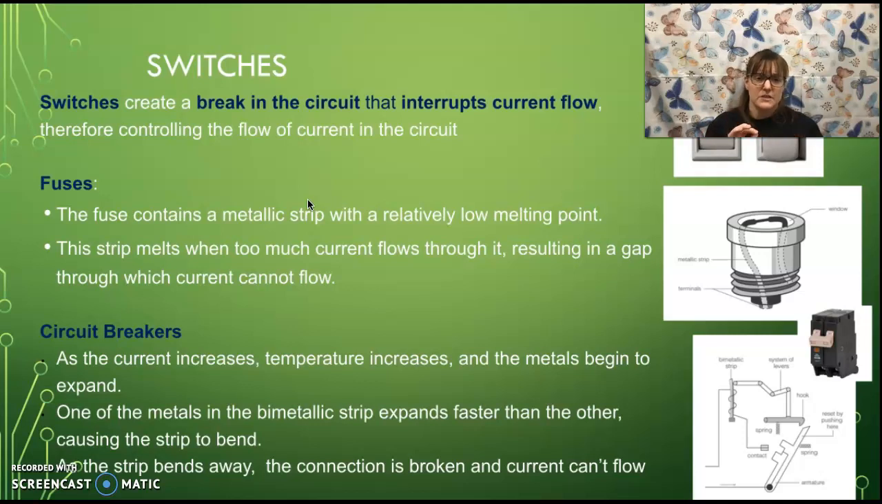Fuses, I talked about this a little bit before, but a fuse contains a metallic strip that has a really low melting point. So if there's too much current going through, it can actually melt that, and you have to buy a new fuse. Whereas a circuit breaker, which is what you normally have in the basement of your house, so it doesn't have to be in the basement, but you'll have a circuit breaker area in your house, and when the circuit breaks, instead of it melting the wire, it actually flips the switch.